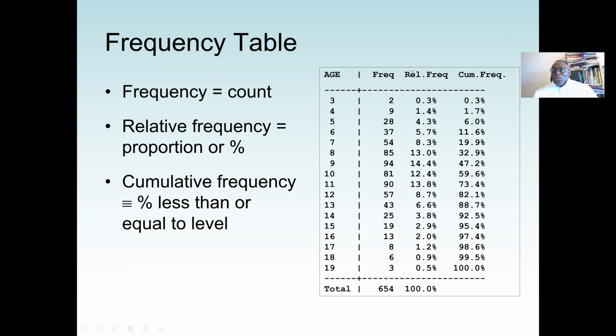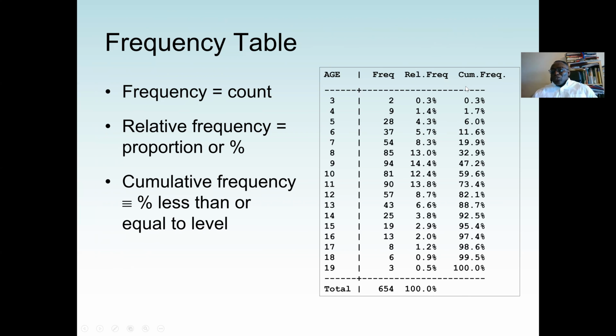Now, in order to find the relative frequency of each age category, we are going to divide the number of patients in that category by the total. So 2 divided by 654 will give me 0.3%. 9 divided by 654 will give me 1.4%. So for 5 years, we have 28 of them. So we divide 28 by the total, 654, which will give me 4.3%. So when we add all the relative frequencies, we should get 100% or 1.